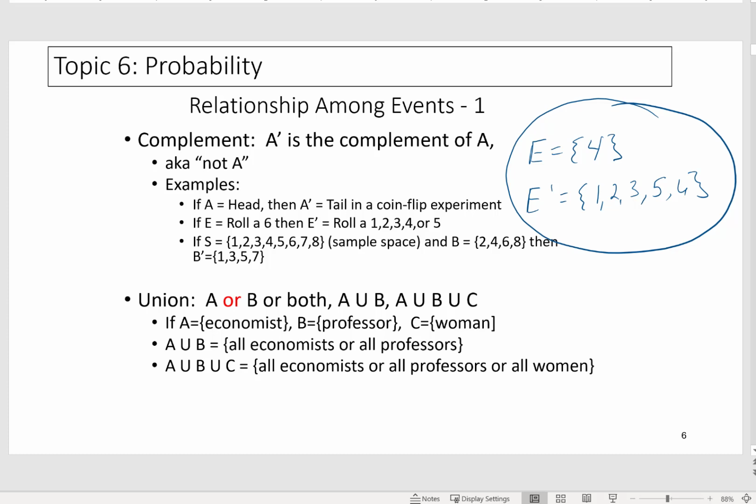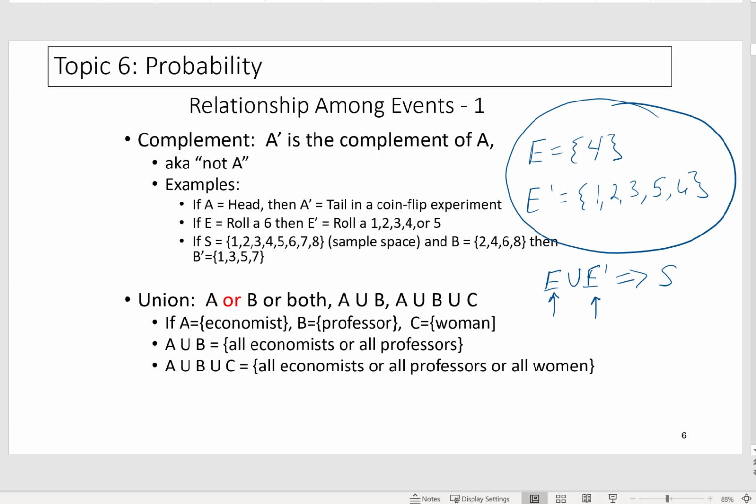So that's going to help us talk about union. That if I had E union its complement, I would get back the sample space. So union is you take one set and you add in the other set because either E is going to occur or E prime will occur. That's what the union means, A or B or both.